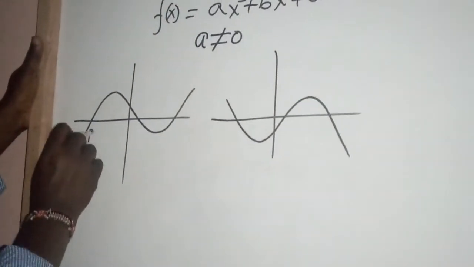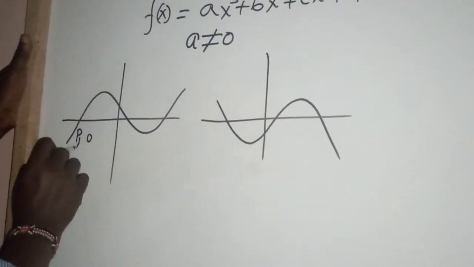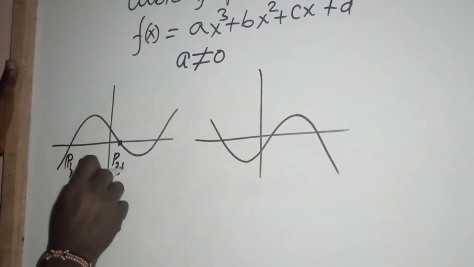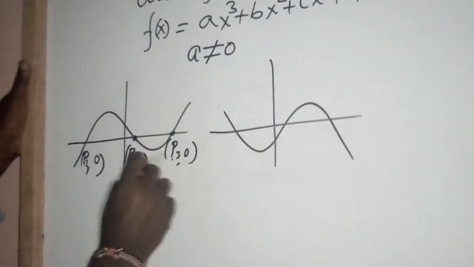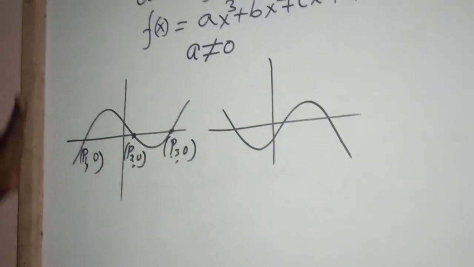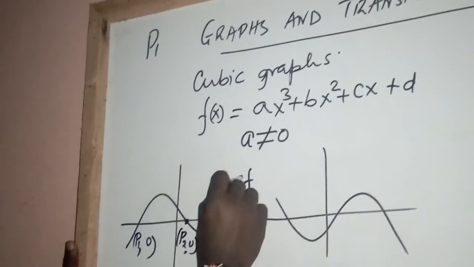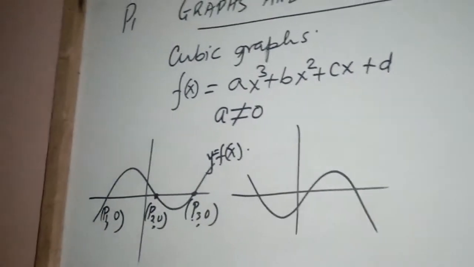If P is a root of the cubic function, then the graph cuts the x-axis at the point (P, 0). That could be (P1, 0), we could have (P2, 0), and this is another point (P3, 0), where P1, P2, and P3 are all roots of this cubic function y equals f(x), where f(x) is a cubic function.